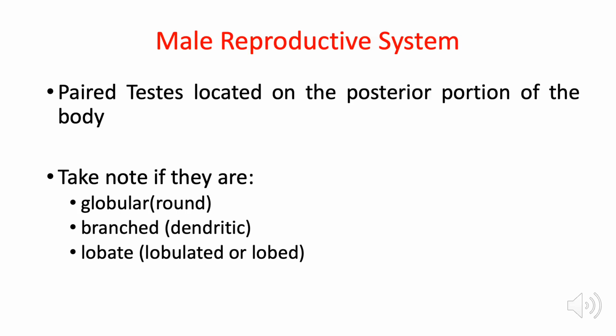Now, testis of trematode worms can vary in shapes. Some of them might be round in shape or globular in shape. Some of them might be branch appearing or dendritic. And some of them could be lobulated or lobe. So, I will be showing you sample pictures of worms. We need to identify where are the testes. And after identifying, we need to describe whether the testes are globular or round, branch or dendritic, or lobulated.